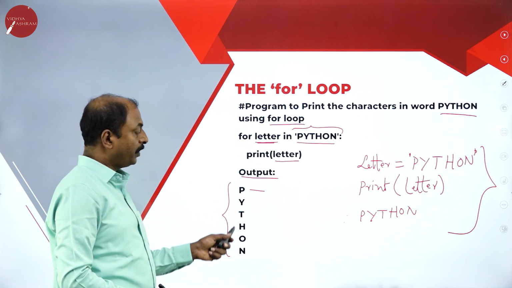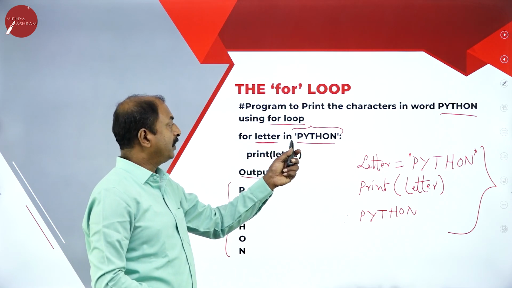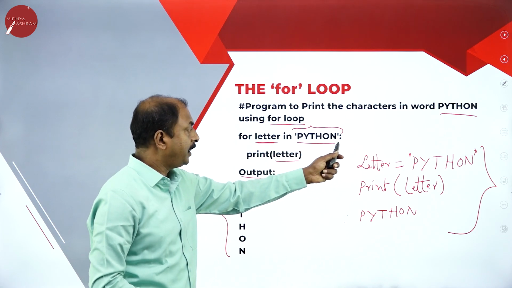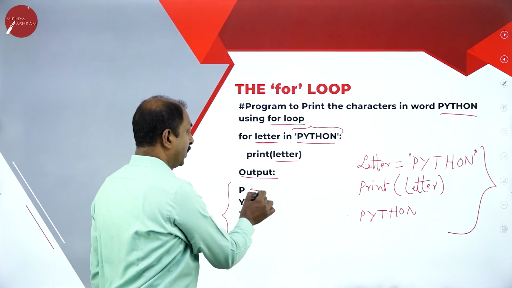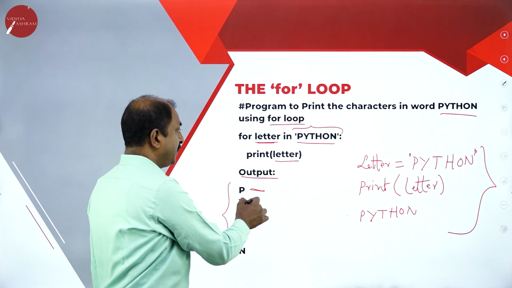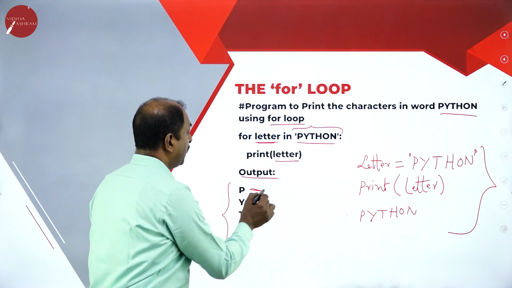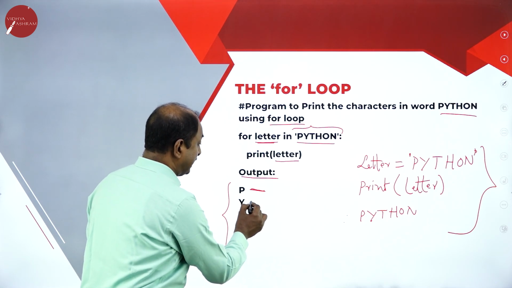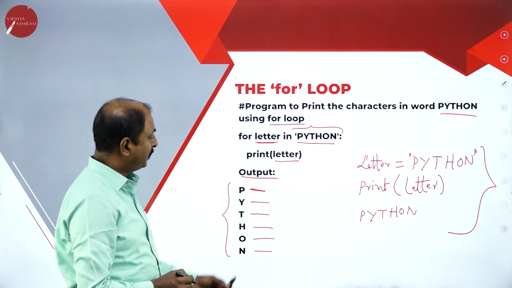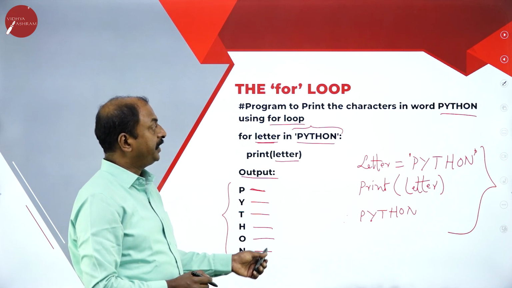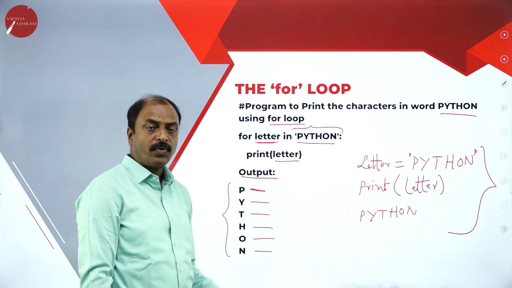But with the help of a for loop, it first checks the values in the given range, from P to N within the given string. It checks the first character and prints it, then checks the second one, and so on. This is called iteration. So this is one iteration, second iteration, third, fourth, fifth, sixth. This continues till it reaches the end of the given range. So this is how a for loop works.